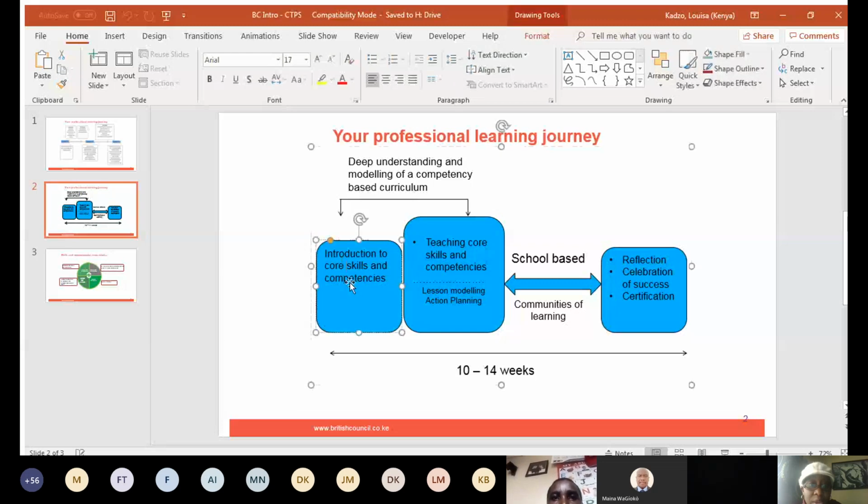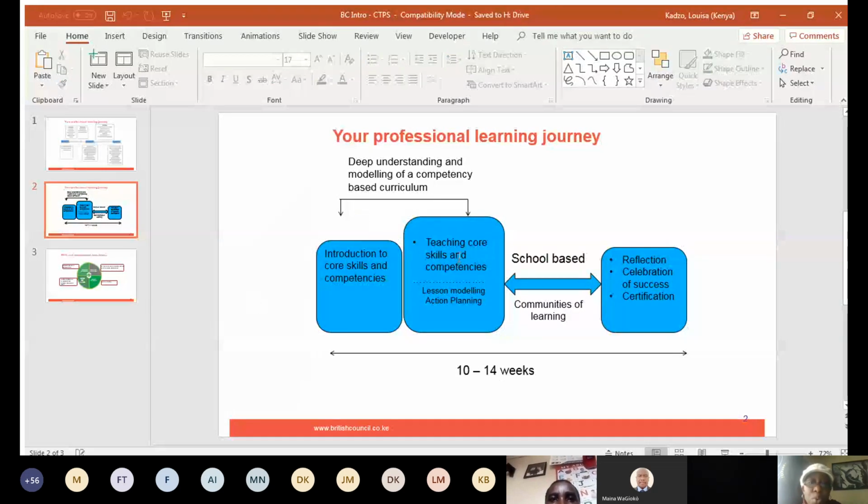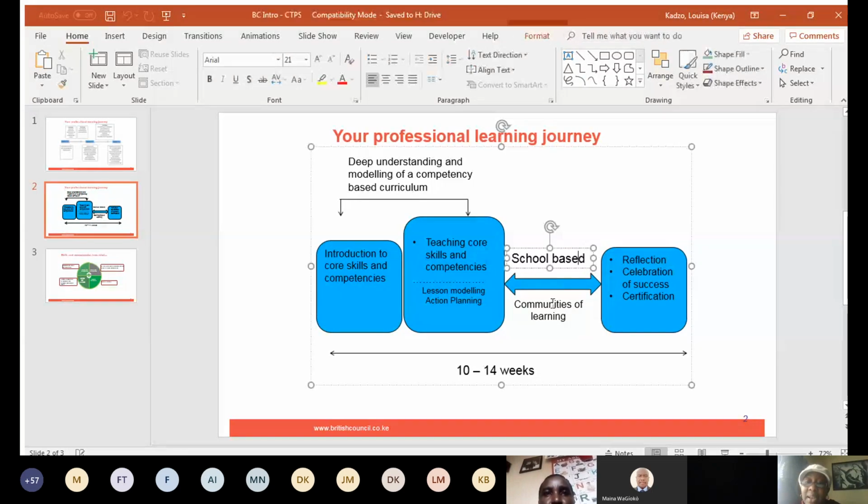We are going to look at an introduction to core skills and competencies, and then we are going to go specifically at how to teach them. And in this week, we are going to focus on teaching of critical thinking and problem solving. So we're going to be going deeper into that area, though at the introduction level, you're going to have a feel of how to teach all the 7 competencies of the Kenya curriculum framework. Then we expect to have a school-based implementation plan.